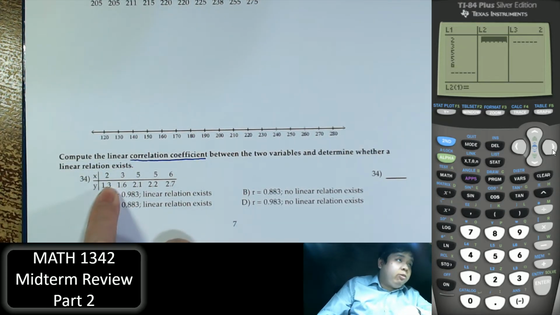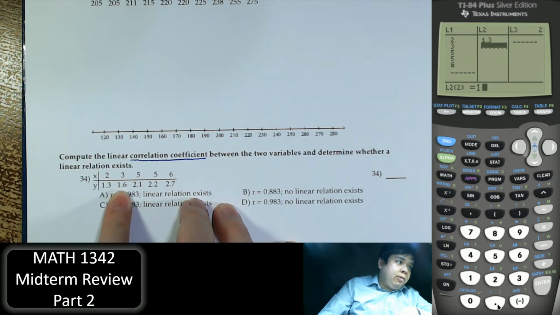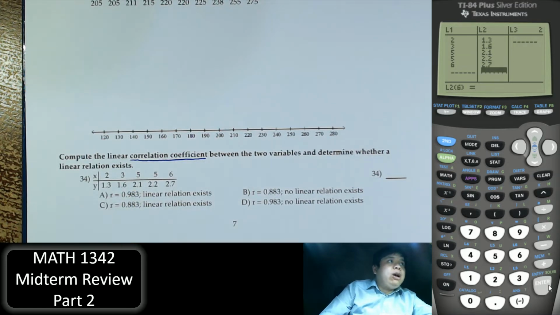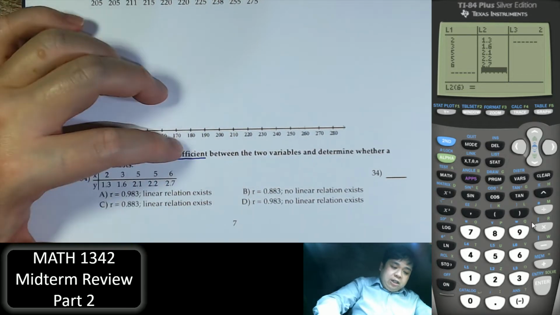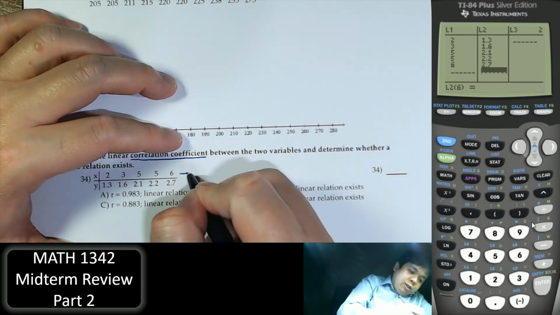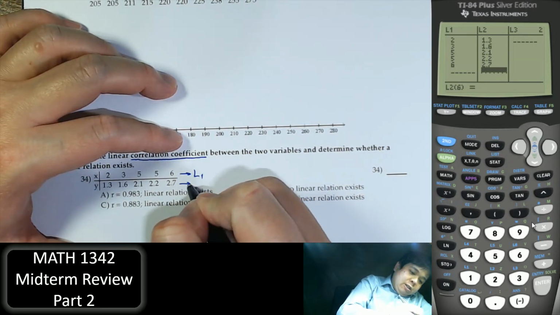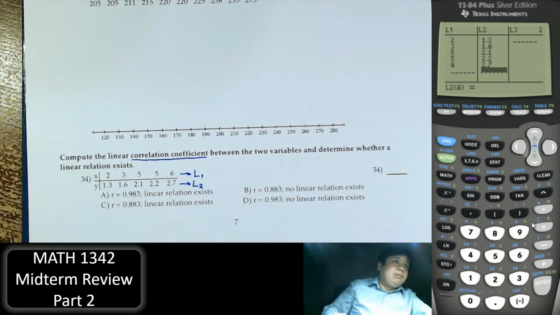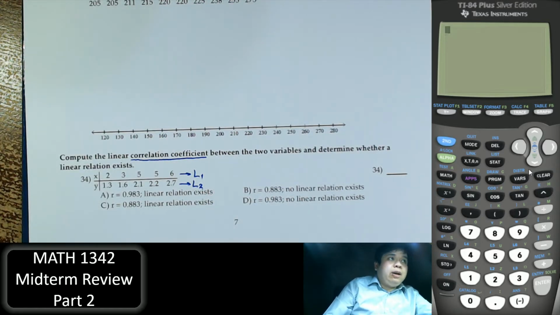Then go to list 2: 1.3, 1.6, 2.1, 2.2 and 2.7. Right, so enter x in list 1, y in list 2. And then second mode back to home screen.